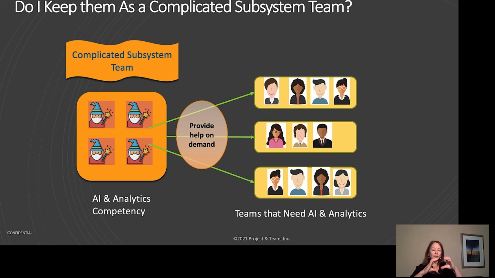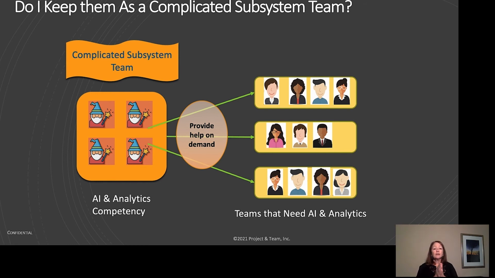Do I keep that group of wizards as a complicated subsystem team? Complicated subsystem is yet another term from Team Topologies. And that means that the work they do is so specialized, and the investment to learn it and keep up with it is high enough, that it warrants keeping them as a separate team. So then what they would do is provide help on demand to these stream-aligned teams.